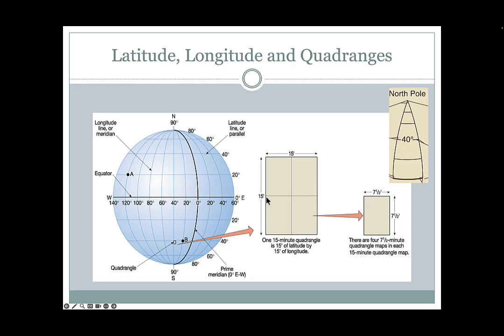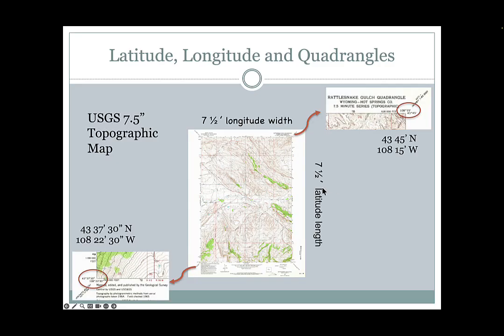We can further divide that 15 minutes in half into 4 new quadrangles, and each one of these would have a 7.5 minute change in latitude going from bottom to top, and a 7.5 minute change in longitude going from the east side to the west side. So let's take a look at what these maps look like. So this is the pattern we often see associated with these maps.